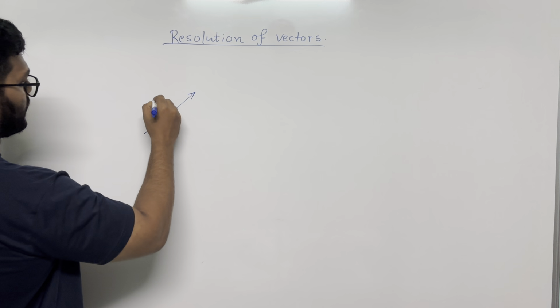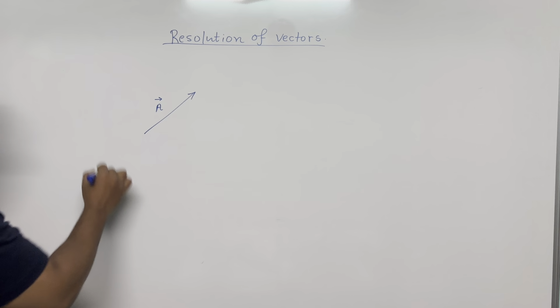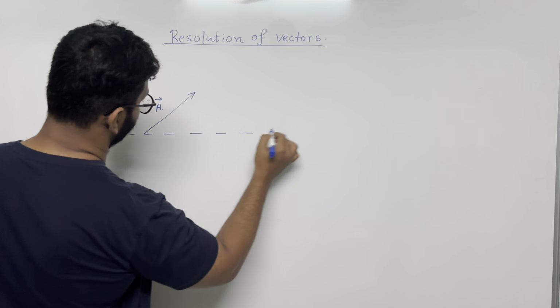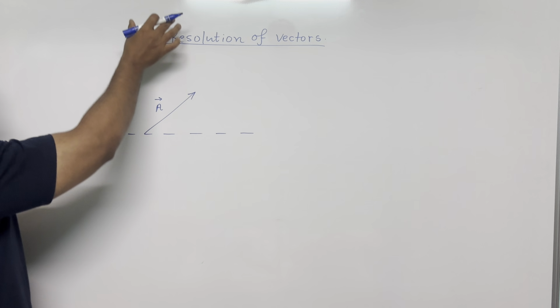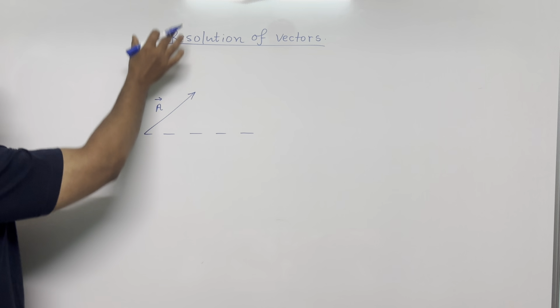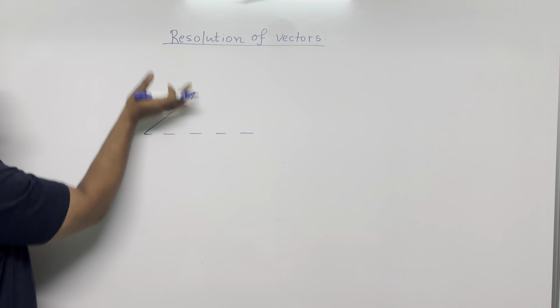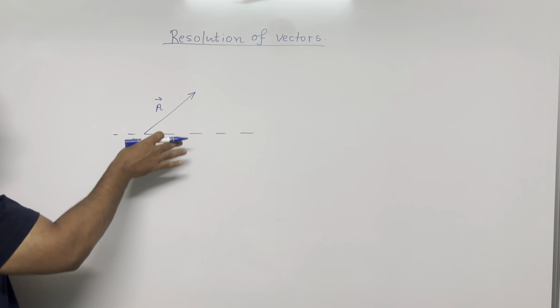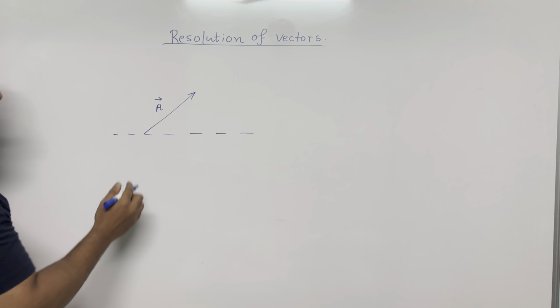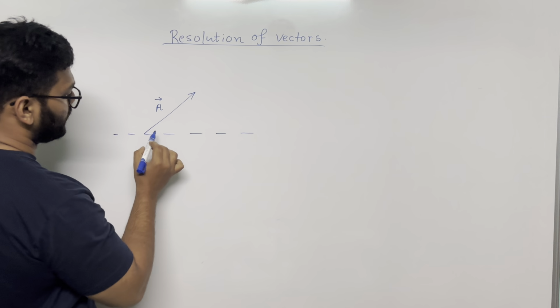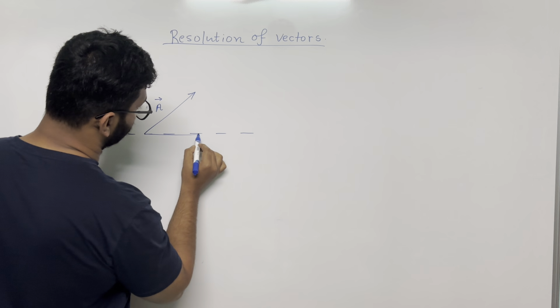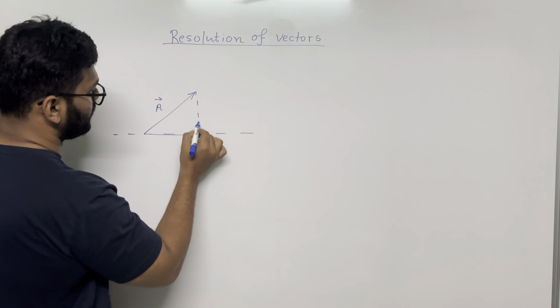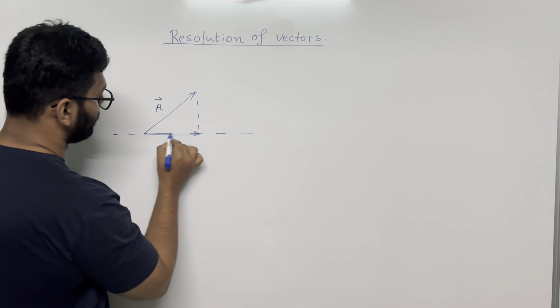Suppose I have a vector like this. Let's say this is a vector a bar, and this is the ground. Now, suppose there is a source of light directly above this ground, and the light rays are coming vertically downwards. Then I will see the shadow of this vector like this, only this much.